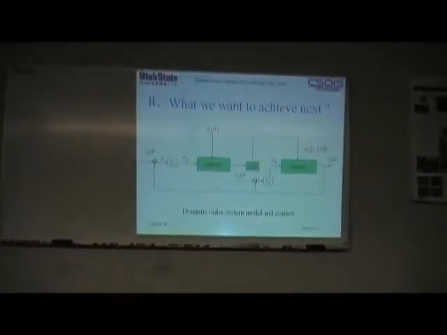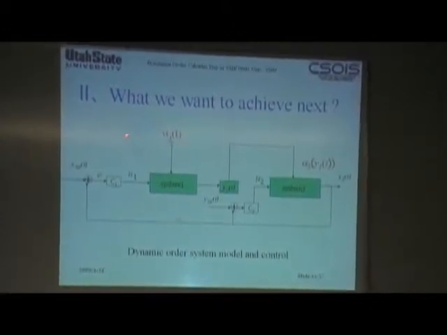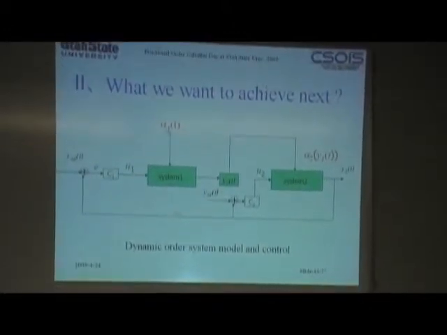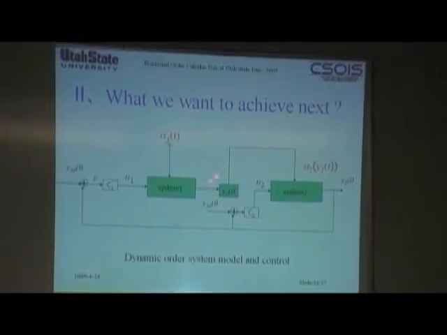Second part: we have seen this one. What's new is what we want to achieve next. And this system, I give it a name, master-slave system. I don't know whether slave is how it's being used, sorry. I want to call it a nested fractional order system.